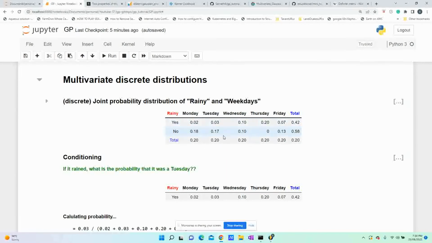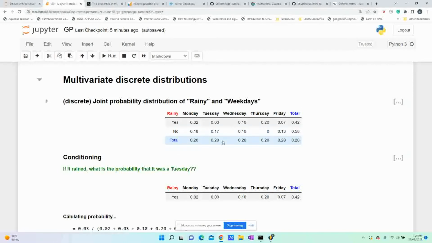So you can read this table easily, not a big deal. Now the last column and the last row are somewhat different. If you look at the last column here, the total represents whether it is rainy or not. What's the probability that it's rainy completely, right?